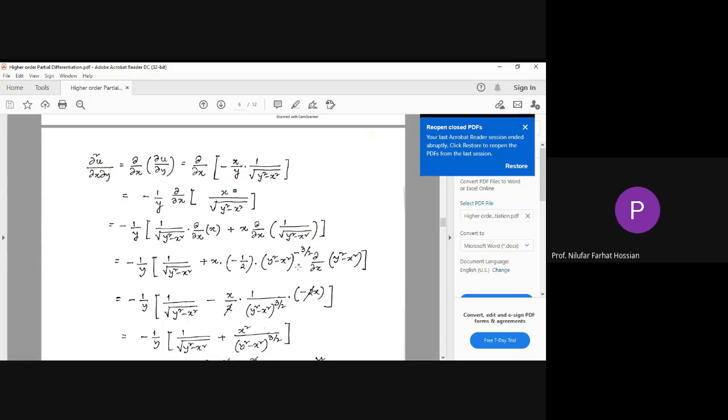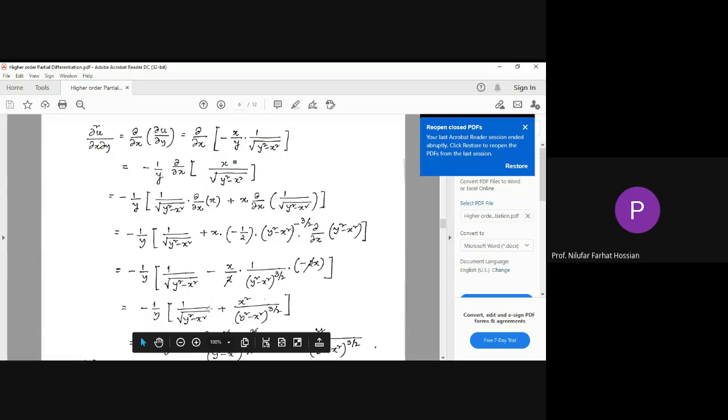So this whole thing into del x of this. So 1 by root over y square minus x square, and here this part will give you minus 2x because y square is constant. Del x of this whole thing will be minus 2x. These two and these two cancel out. This minus, and there is a minus sign. So ultimately it will give you plus sign.